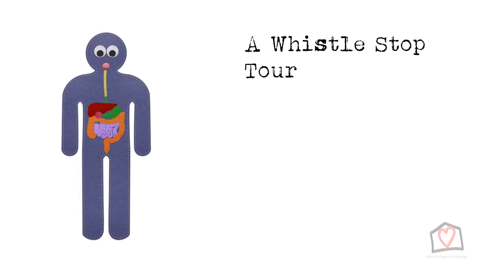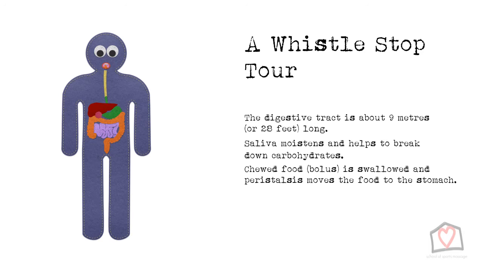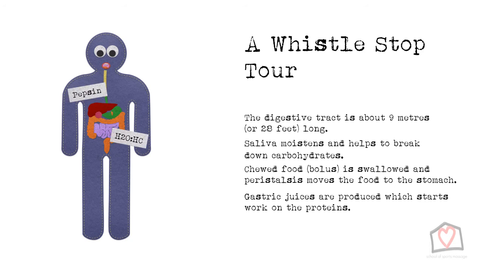So, a whistle-stop tour through the 9-ish metres, 28 feet, of digestive tract. Clearly this starts at the mouth and the teeth, where the mechanical action of chewing takes place. Saliva moistens food, and also contains salivary amylase. This helps to break down carbohydrates. Chewed food, known as bolus, is then swallowed, and peristalsis moves the food to the stomach. This is the rhythmical involuntary movement of muscle. Gastric juices are produced containing hydrochloric acid and pepsin, which start to work on the proteins.